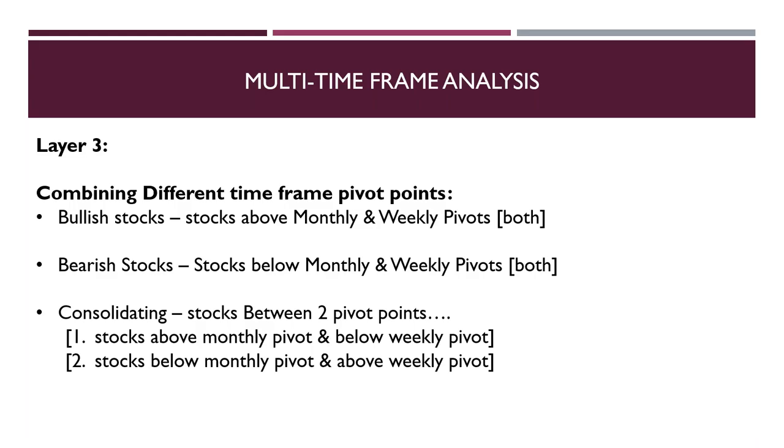Now the third layer I'll say is multi-time frame analysis. Here I'll combine both monthly and weekly pivots and see what results we get. I'll classify a bullish stock as a stock which is above the monthly pivot and above the weekly pivot point. A stock which is below the monthly pivot and below the weekly pivot is a bearish stock for me. The third category is where the stock is above the monthly pivot but below the weekly pivot, and below the monthly pivot and above the weekly pivot. These two categories are consolidating. There it is neither bullish nor bearish, but consolidating with a few biases, which we'll discuss later. That is a consolidating stock.